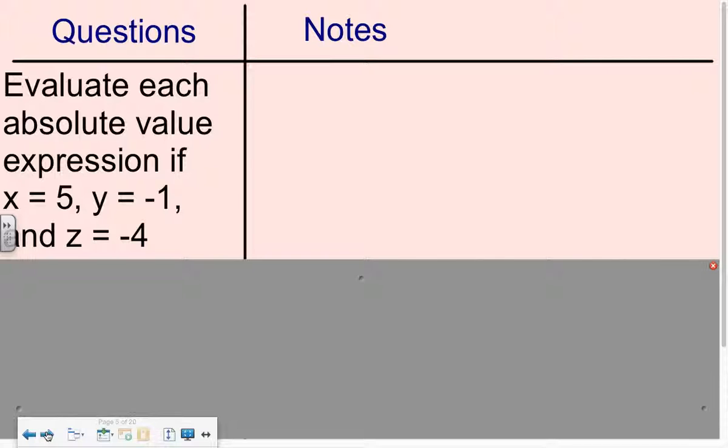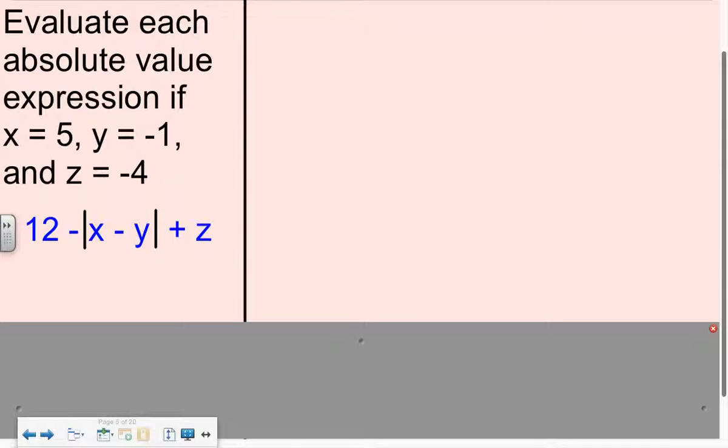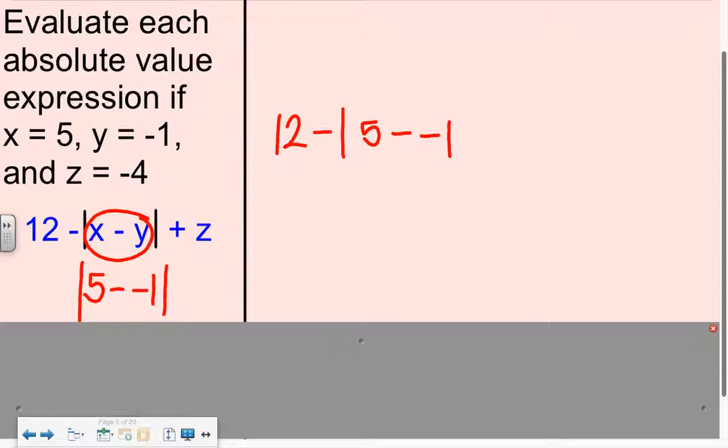All right, this time we've got 3 different variables. So we've got x equaling 5, y equaling negative 1, and z equaling negative 4. Now this one, since it's x minus y, notice that x is 5 and y is negative 1. So I'm actually going to do 5 minus a negative 1 in my absolute value, plus. Now if you ever see minus a negative, that's where we want to change it into a plus.